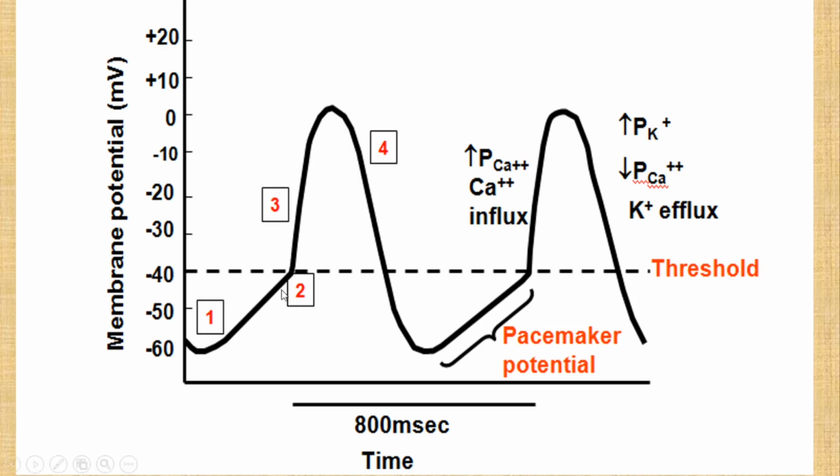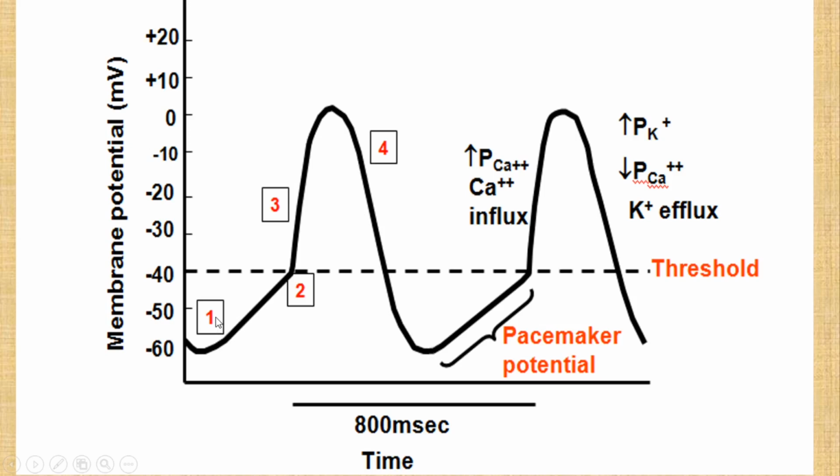So this is how we can get the complete action potential of the SA node. The same is there in the AV node, a little bit slower. This is the phase of depolarization, this is the phase of repolarization, that is the action potential. At the end of this repolarization, the potassium channel will close.